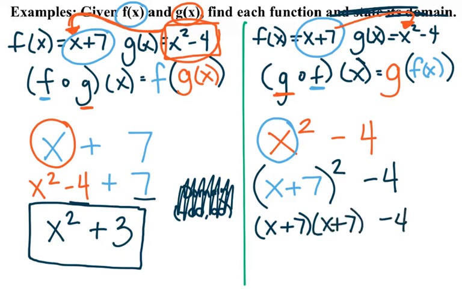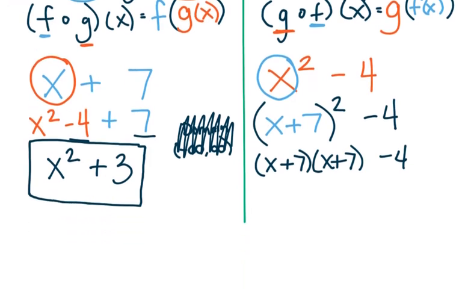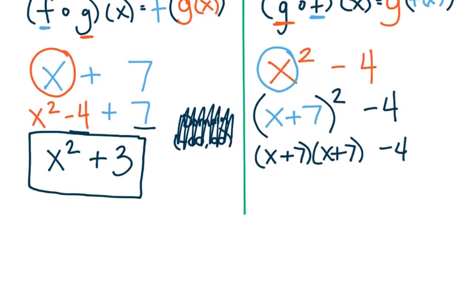And then you do my least favorite word of all time, FOIL. But what you're really doing is distributing. So x times x is x squared. x times 7 is 7x. 7 times x is 7x. 7 times 7 is 49.